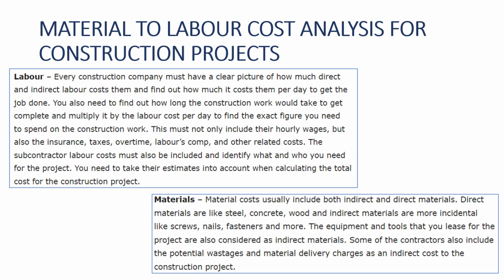The subcontractor labor costs must also be included, and identify what and who you need for the project. That's why the main contractors mainly go to subcontractors for the labor supply. They are only taking the service of a subcontractor, so they can only consider the hourly wages that the subcontractors recommend, because all the insurance schemes and the like should be covered by those subcontractors. You need to take the estimates into account. Whatever estimates are given by the subcontractors should also be taken into account when calculating the total cost of a building project.